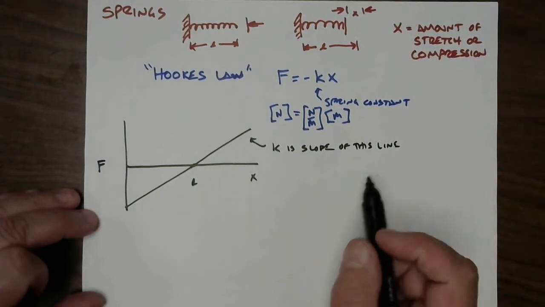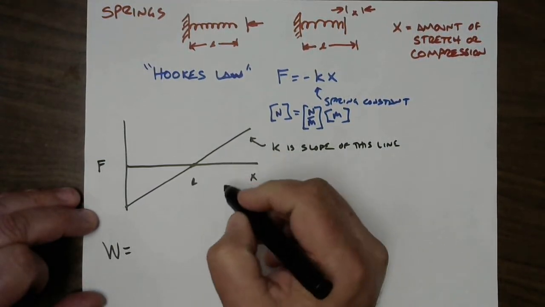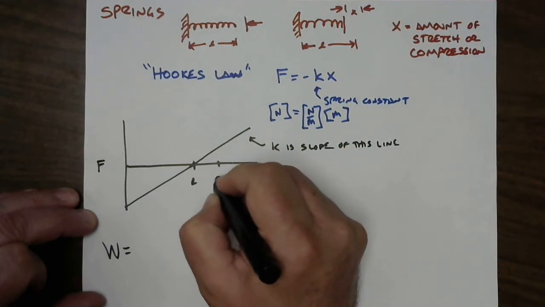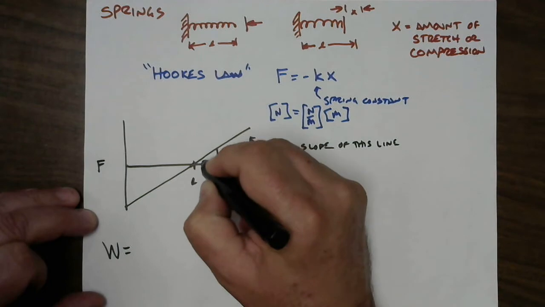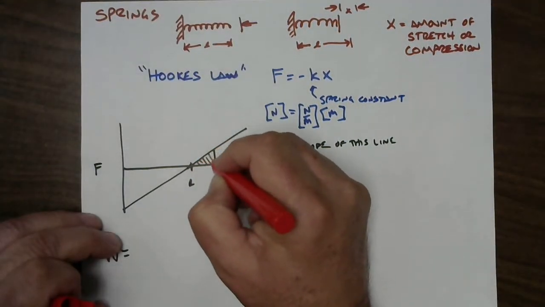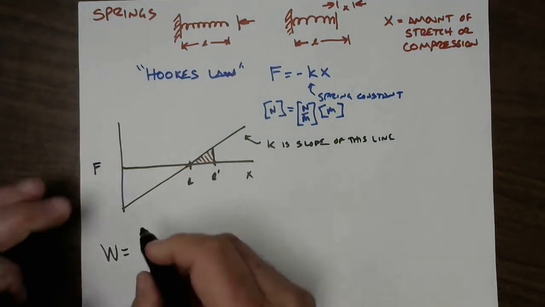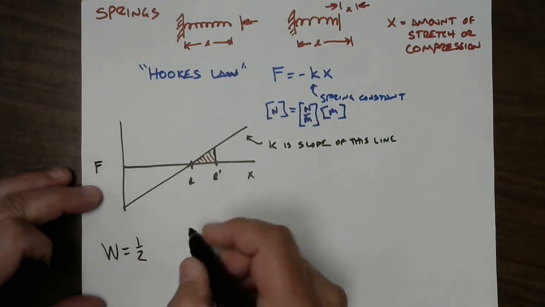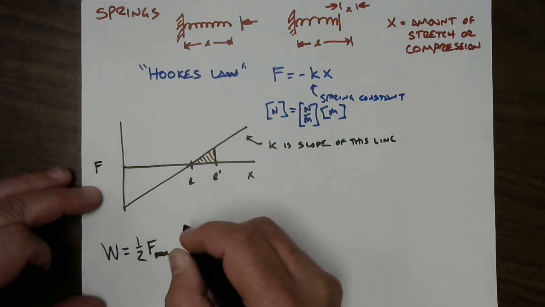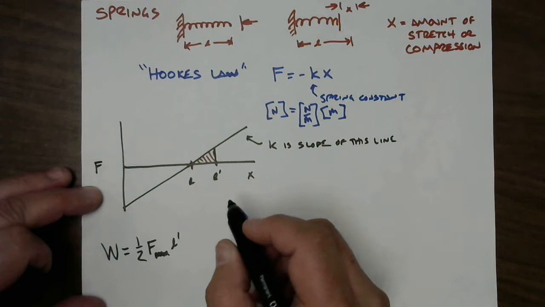Well, we just got done talking about how you can find the work done in stretching a spring by looking at the area under the curve. So if we were to take the spring and pull it out to a position L prime, then we would need to find the area under this part of the curve. But that's just a triangle. So the area is going to be 1/2 of the maximum force times the distance we stretched it, which of course is L prime. Or we could just call it X again. In fact, I do just want to call it X again.